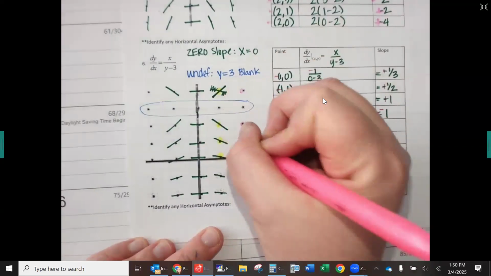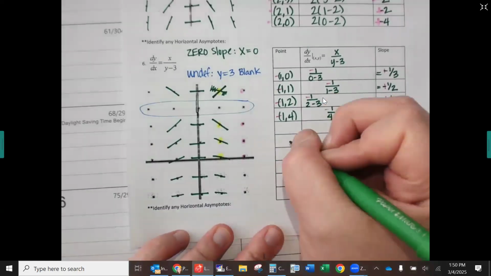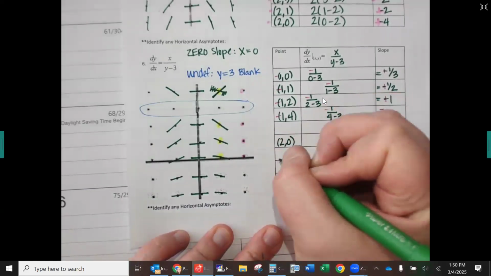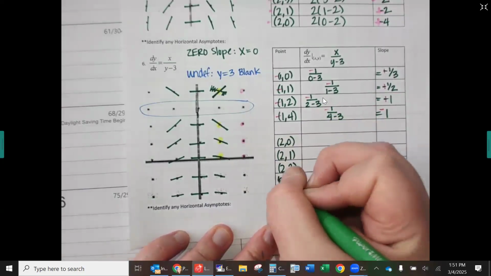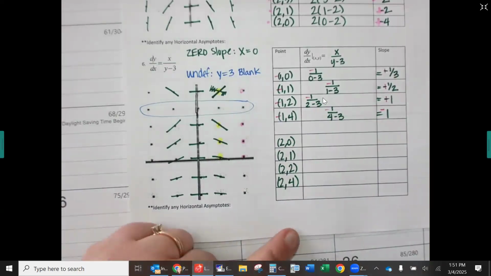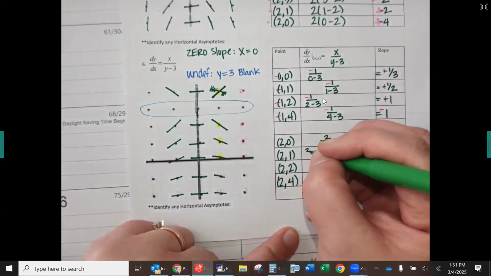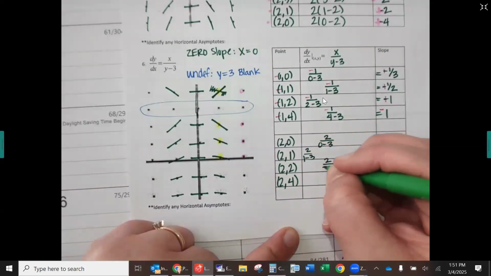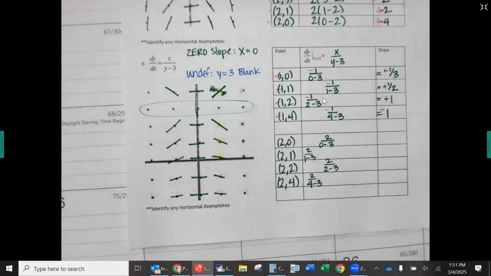Okay, so 4 more left. So we're going to have 2, 0, 2, 1, 2, 2, and 2, 4. But remember, we're skipping the 3rd row because we know it's going to be blank anyways. So this would be 2 over 0 minus 3, 2 over 1 minus 3, 2 over 2 minus 3, and 2 over 4 minus 3. And then you'll just find those and then map them onto your graph.